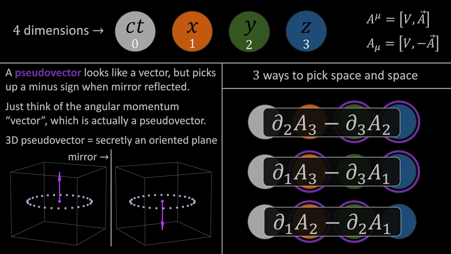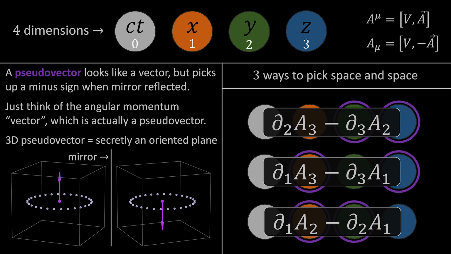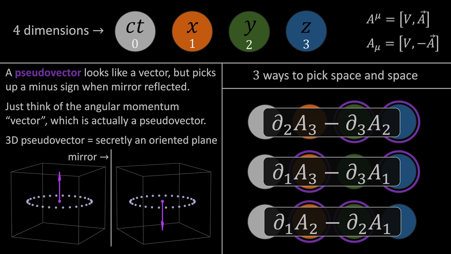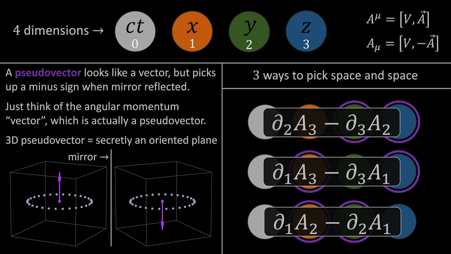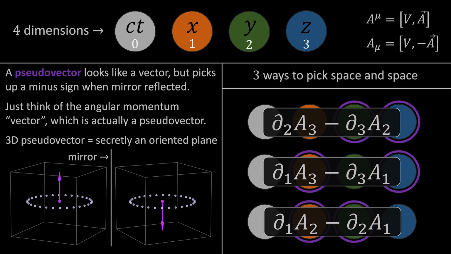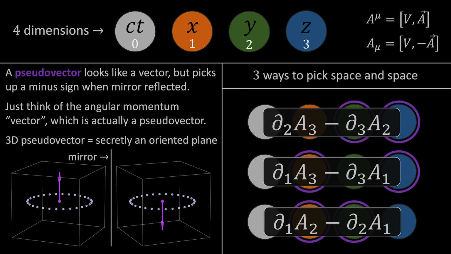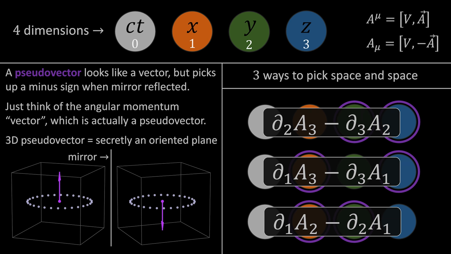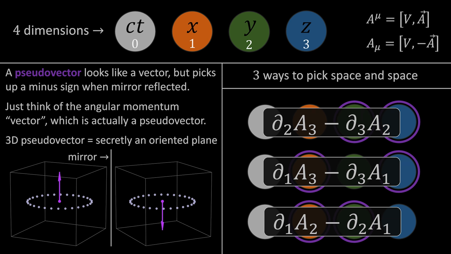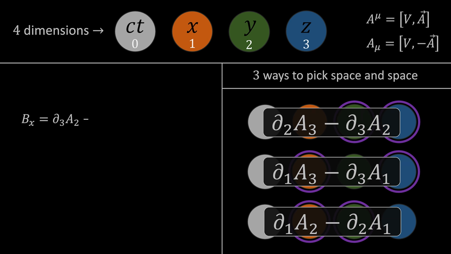Because when you look at its reflection in a mirror, it picks up a minus sign that a vector wouldn't pick up. So for example, if you imagine an angular momentum vector, it's actually a pseudovector, because it's based on the way things are swirling around. And if you reflect that, it's going to swirl the other way, so the vector is going to flip. And so every pseudovector is secretly an oriented plane. Well, anyway, so let's call the pseudovector B for pseudovector.